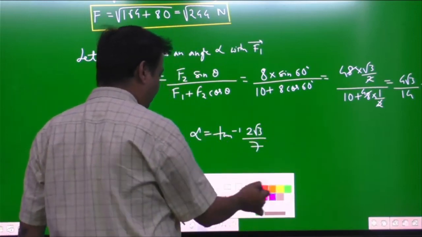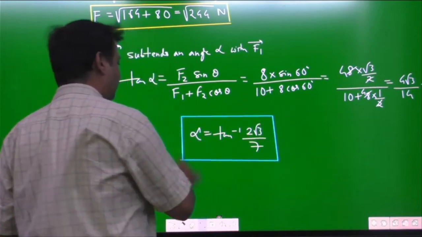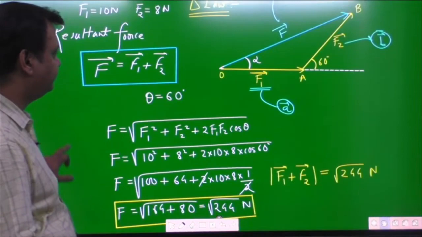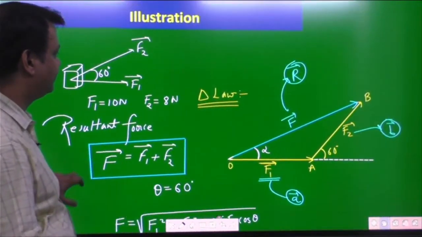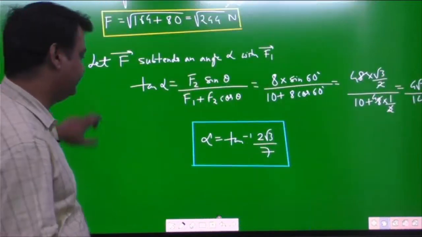This is denoting the direction of the resultant force, which it is making or subtending with the first force F1. So this is how we apply the triangle law. This is the method how we apply the triangle law for adding two vectors. Got it?